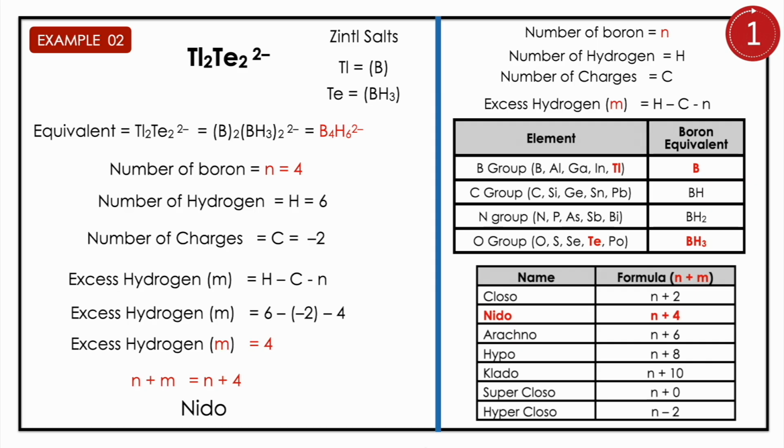So we apply Wade's rule here. Counting the borons is the first step. There are 4 borons, so N equals 4. Hydrogens are 6, so H equals 6. Charge is minus 2, so C is minus 2. So the excess of hydrogen will be M equals H minus C minus N, that is 6 minus (minus 2) minus 4, which gives 4. So it becomes the N plus 4 system. N plus 4 means Nido structure. So according to Wade's rule, the Zintl salt Tl2Te2 2 minus has the Nido structure.